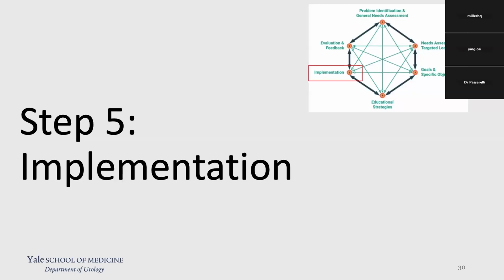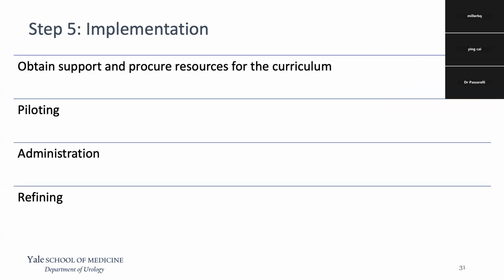So we move on to implementation, step 5. Again, a lot of these steps are happening intermittently as you're doing step 1 or step 2, as you're starting the process, because one of the first parts of implementation is getting support and getting the resources you need in order to perform the curriculum. As an idea, this whole curriculum from conception to performing to analyzing took a little over 2 years.